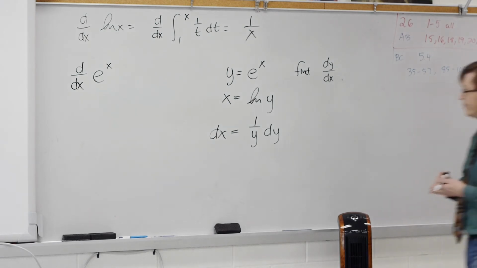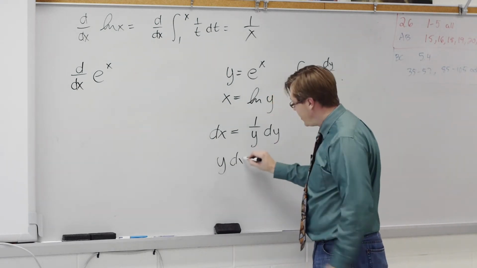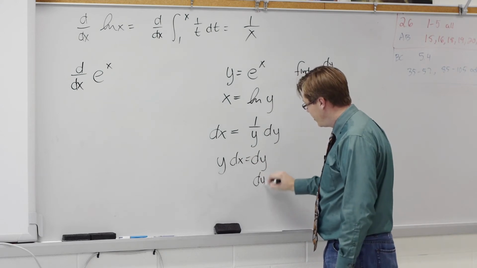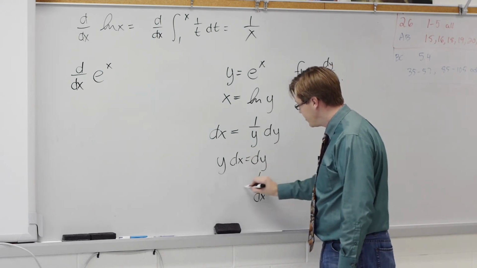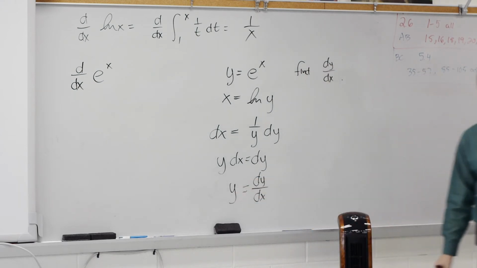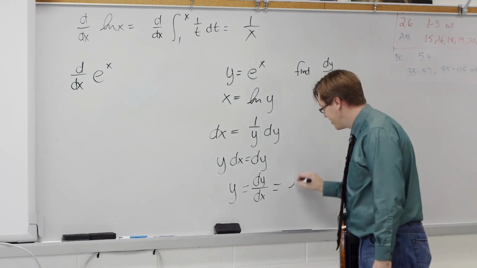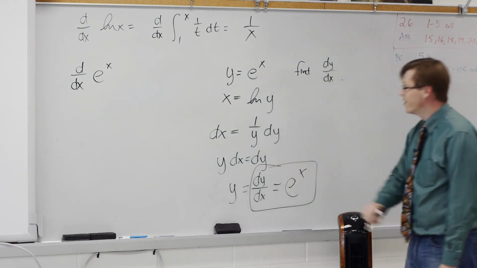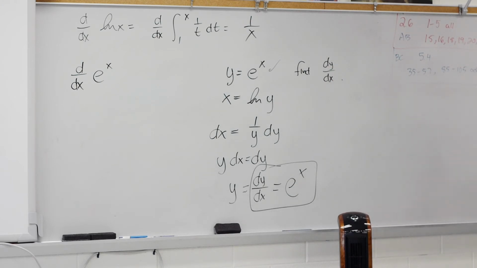Okay, now let's solve. y dx is dy. Divide, dy over dx is y. Okay, how does that prove anything? y is e to the x. Boom. The proof is so simple, it's almost not even there.